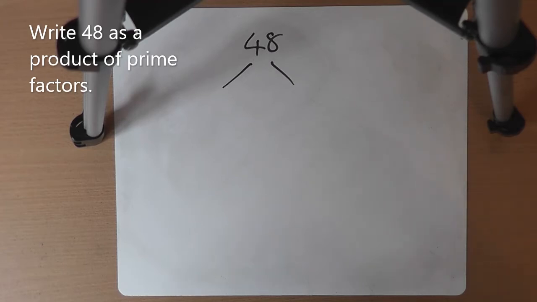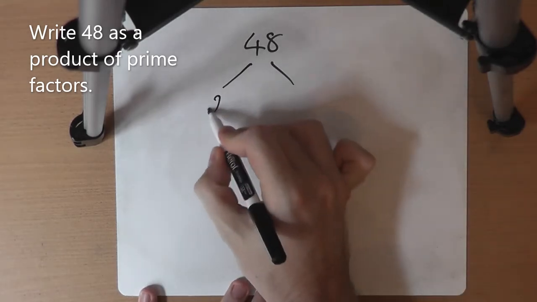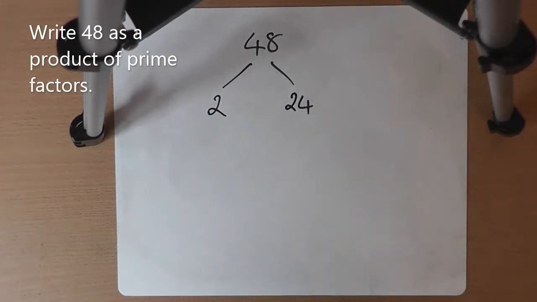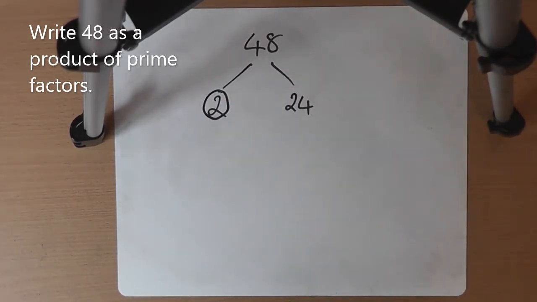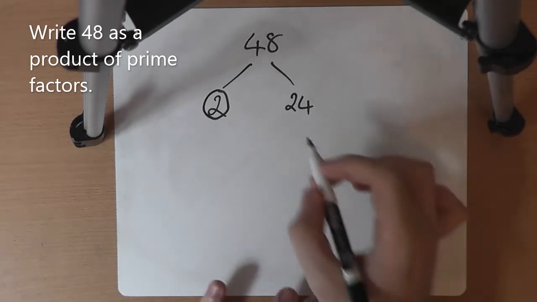Again though, any pair will work. You could do, say, 4 and 12. You could go for, say, 6 and 8. I'm going to go for 2 and 24 because it's an easy spot. 2 is prime, so we can circle it. We don't need to do anything else with that. We're happy with that, leaving it alone. 24, however, can be split again.